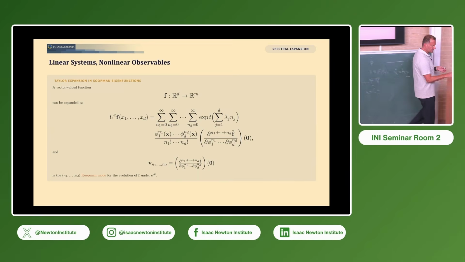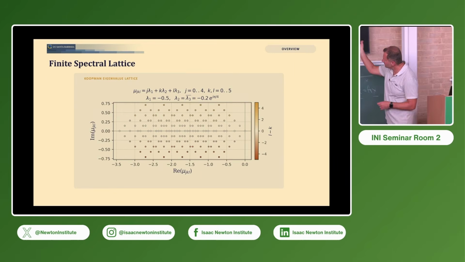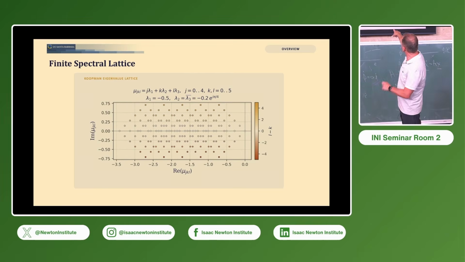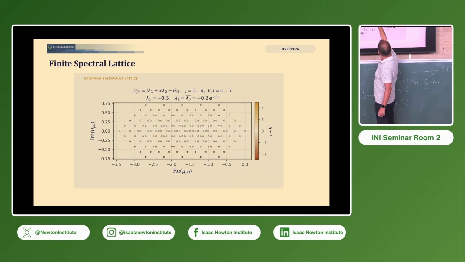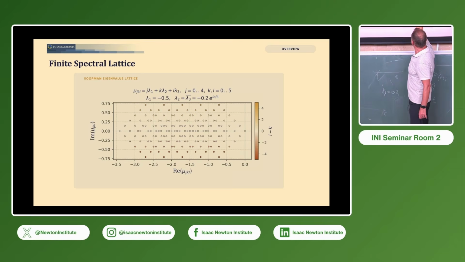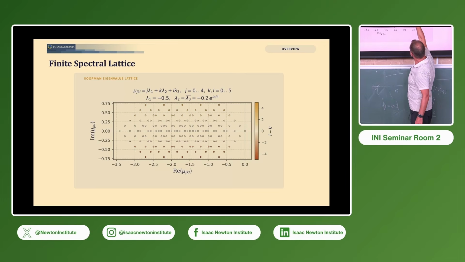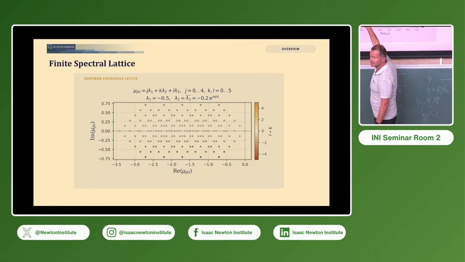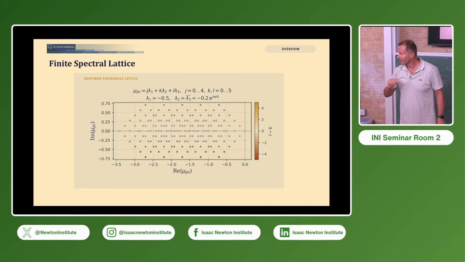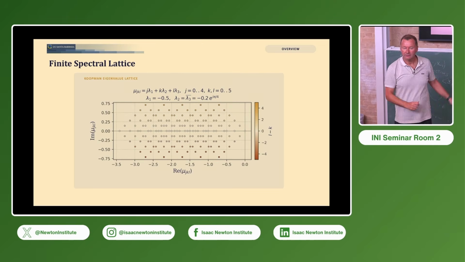In general, what does that look like when you compute it? For j is 0 to 4, lambda 1 is minus 0.5. Lambda 2 and lambda 3, complex conjugates, are minus 0.2 e to the i pi over 4. These principal ones, you sum over all the integers, and you get a lattice of this kind. So nonlinear observations on linear systems will give you that lattice.